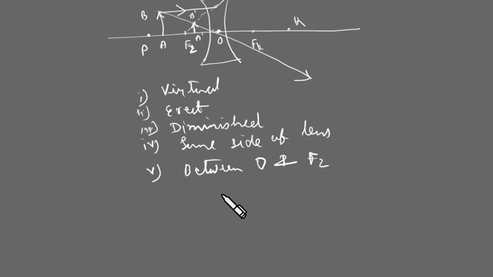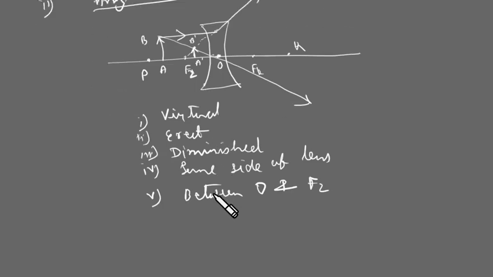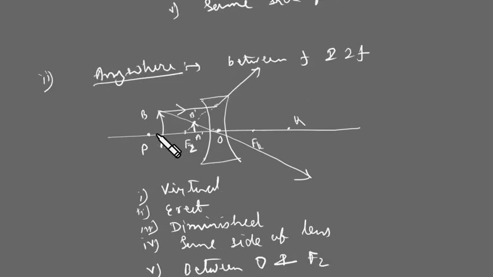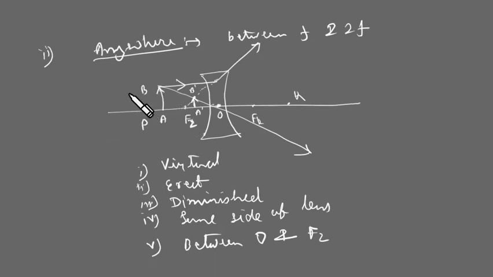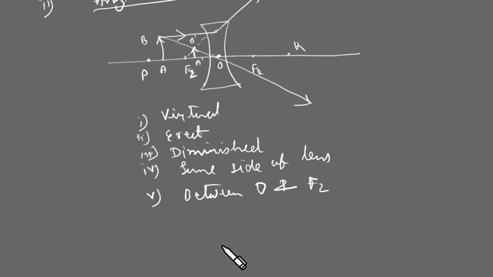Alright, so these are the properties of the image formed when the object is kept anywhere. Why anywhere? Now if you draw the image when the object is kept anywhere, let's say here, you will see that always the image will be formed between O and F. Always a virtual image will be formed between O and F. That's why we consider only two cases here.